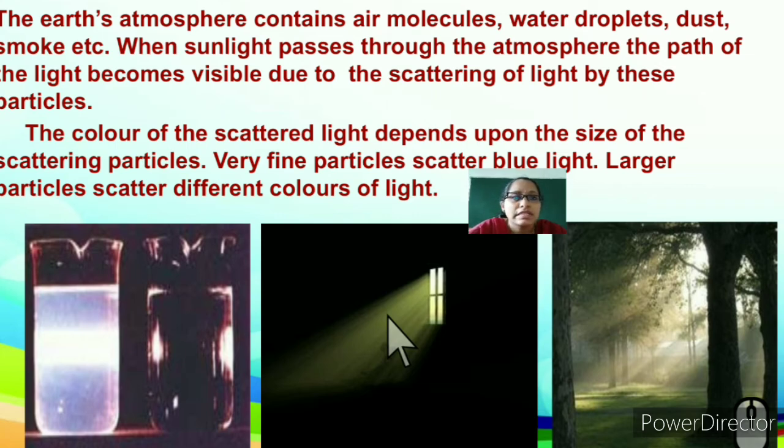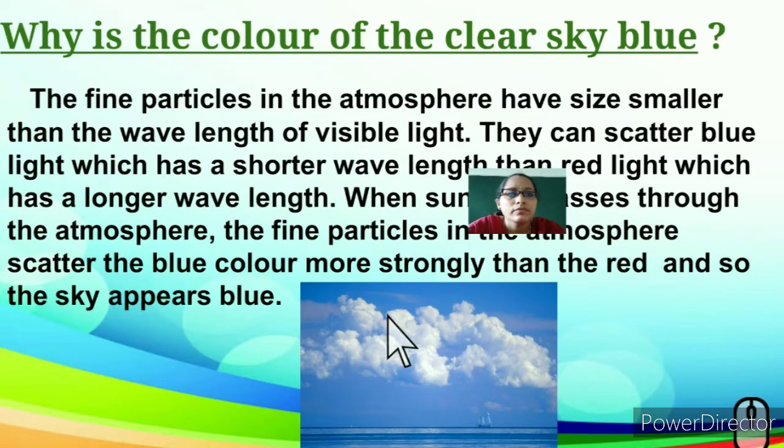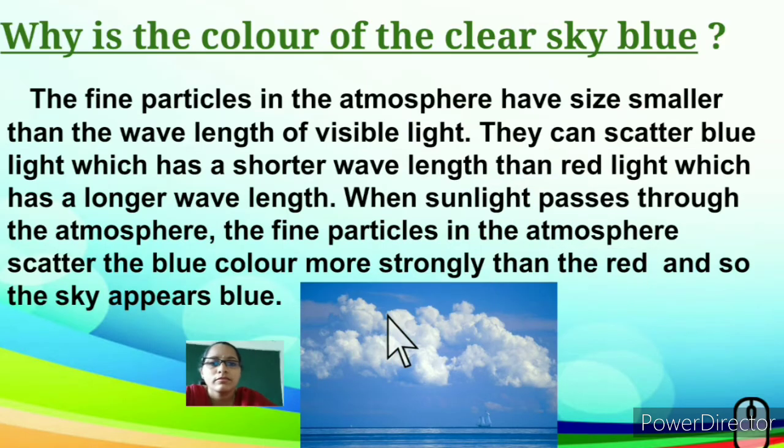The color of scattered light also depends on the size of the scattering particles. What we have discussed before is that larger particles scatter different colors of light. Very fine particles scatter blue light. So let's see why, as you might have got the question, the color of the sky is blue. It's the same phenomenon here.